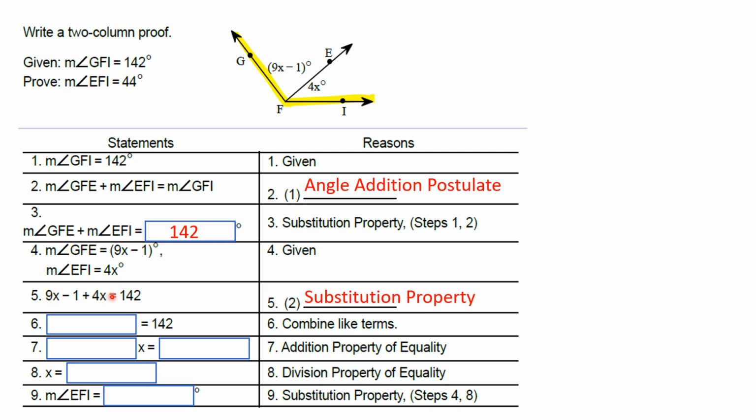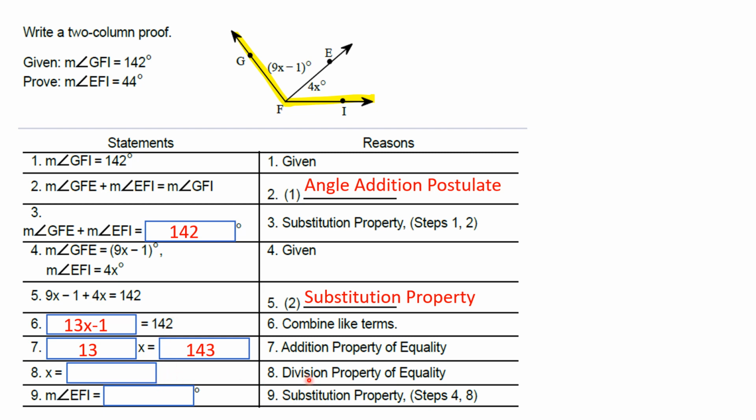All right, so if you combine like terms over here, what does that become? 13x minus 1. All right, line 6 to line 7, we're supposed to use the addition property of equality. So let's add 1 to both sides. That's going to give us 13x equals, add 1 to both sides, 143.